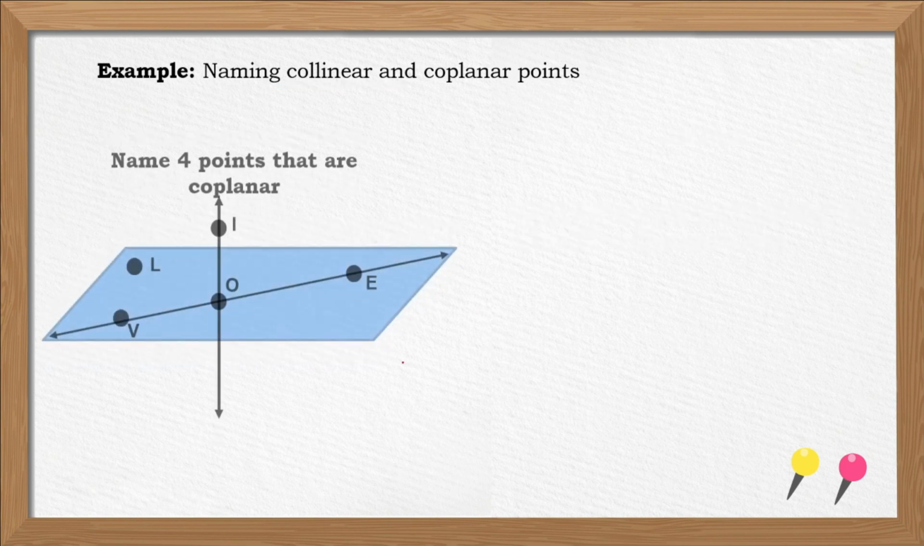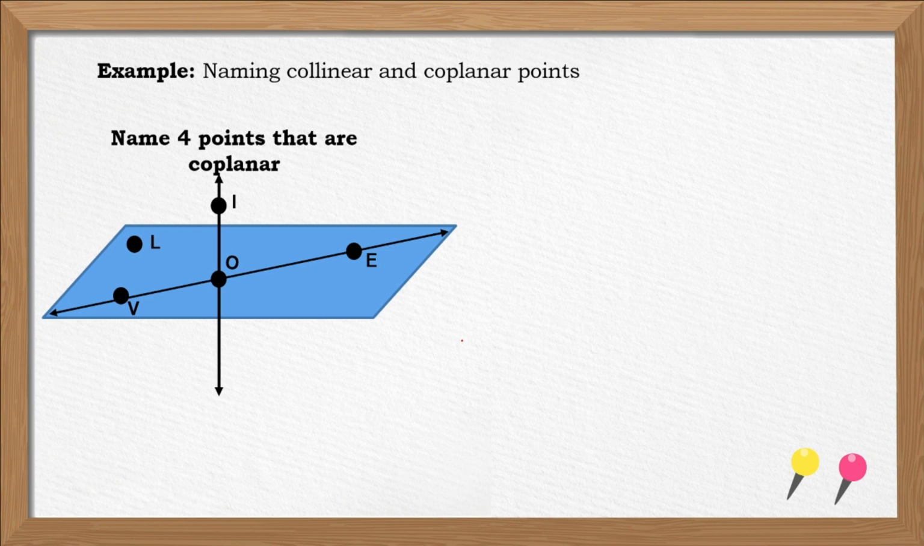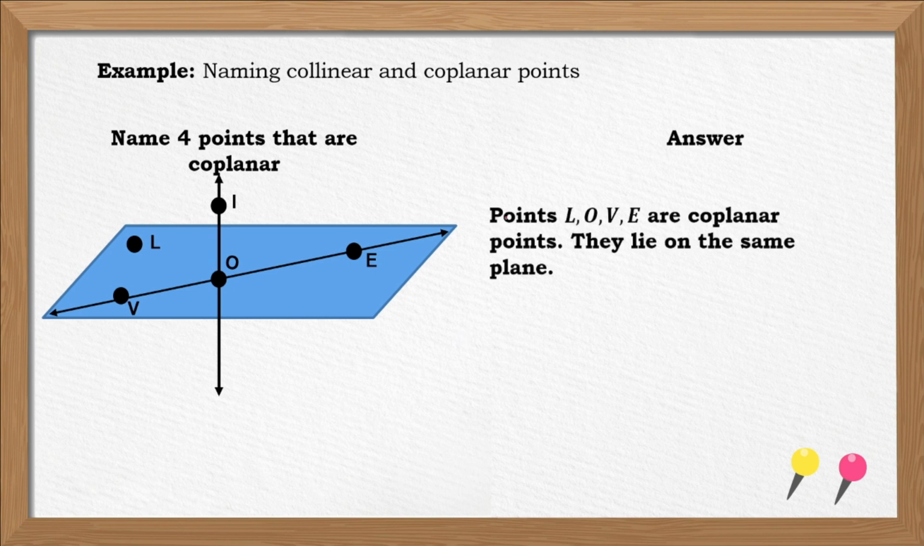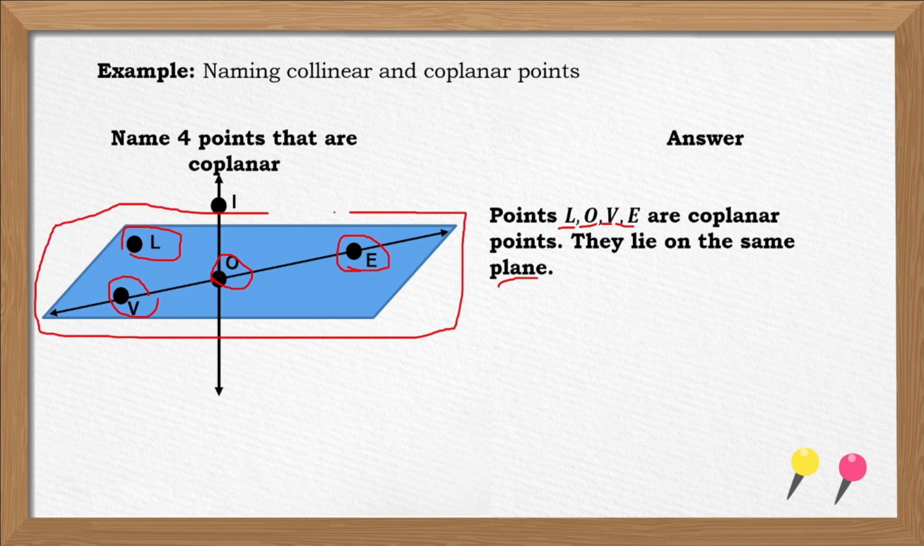Another one. Name four points that are coplanar. So we have points L, O, V, E are coplanar points. They lie on the same plane. So L, O, V, and E lie on the same plane. The color blue plane, they are inside the plane.